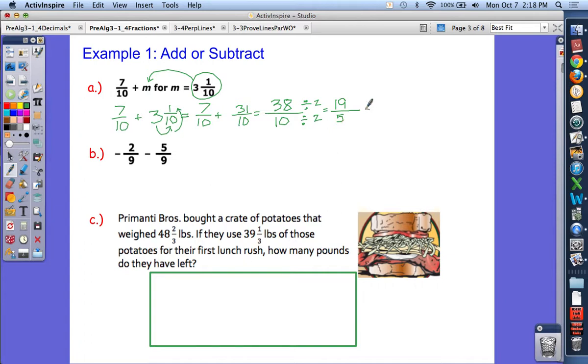The last thing you could do is convert it back to a mixed number. Your teacher may or may not be particular about this, so you may want to ask them. But if you're given a number in mixed form, you should give your answer in that form as well. So 5 fits into 19 how many whole times? 5, 10, 15, that's 3 whole times. And your remainder is 4, and you keep the denominator, 5.